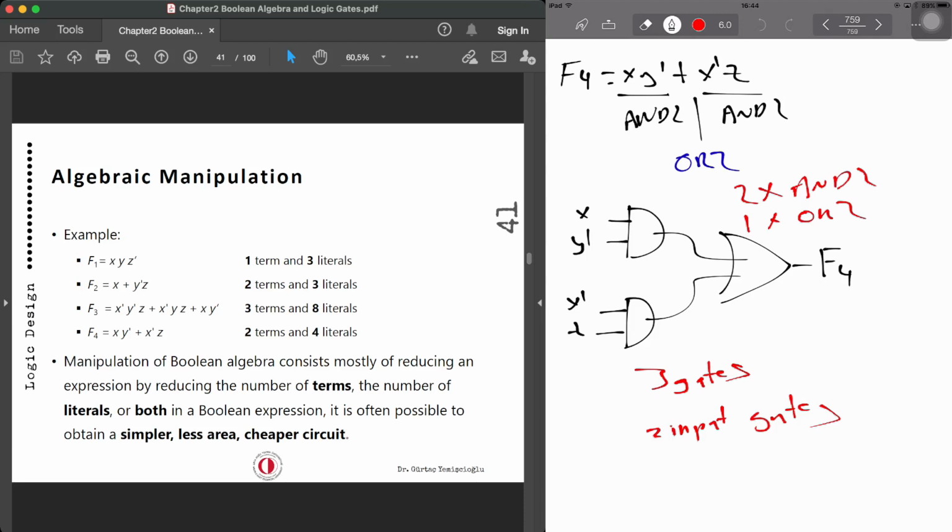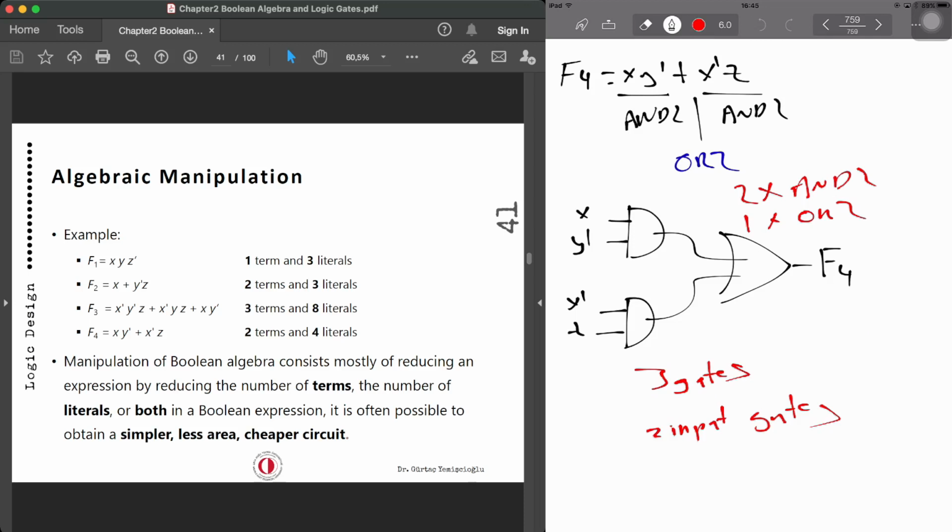Now, we can analyze this. F1 has 1 term, which is an AND term, and 3 literals: x, y, z prime. F2 has 2 terms, an OR and an AND, and 3 literals: x, y, and z. And F3 has 3 terms, AND, OR, and also 2 inputs, and we have 8 literals. So 1, 2, 3, 1, 2, 3, 6, and 1, 2. In total, we have 8 literals.